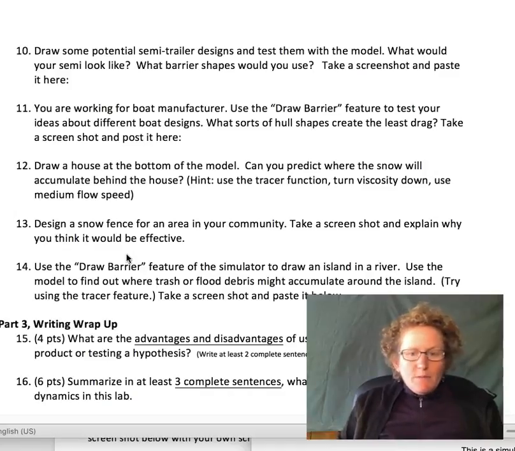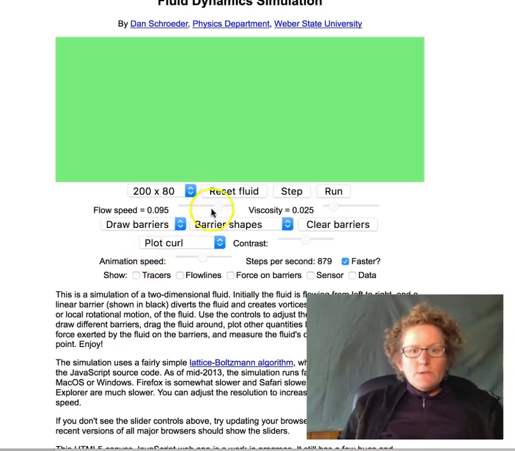That's a little less applicable for Minnesota, but if you've lived somewhere or want to live somewhere where there might be hurricanes or you have relatives in a hurricane zone, that is something you could think about as well. So let's go figure out how to do the draw barrier. So to clean everything up, I hit reset fluid, I hit pause, it was running, now it just says run, and I hit clear barriers, that tidies everything up.